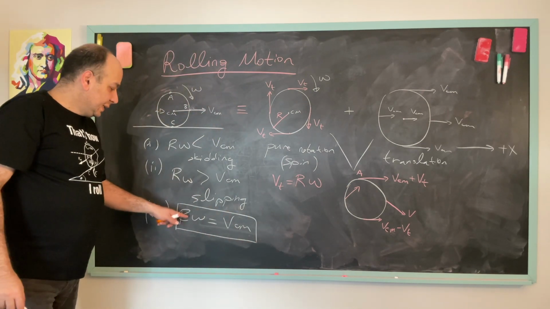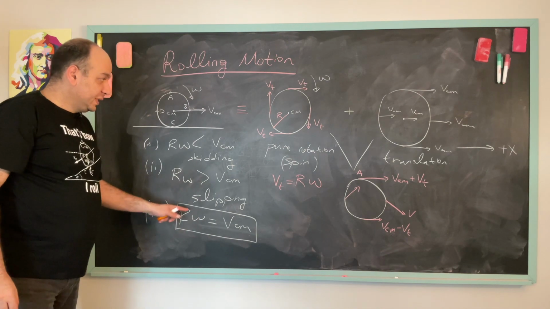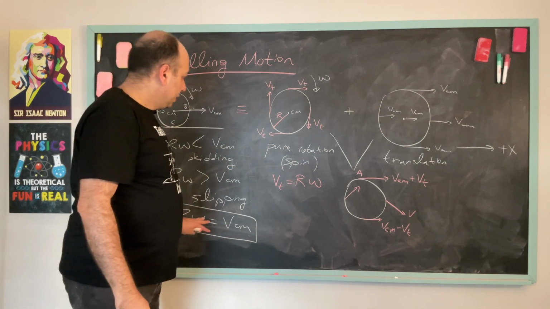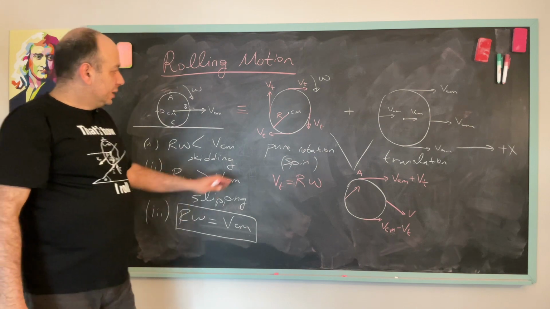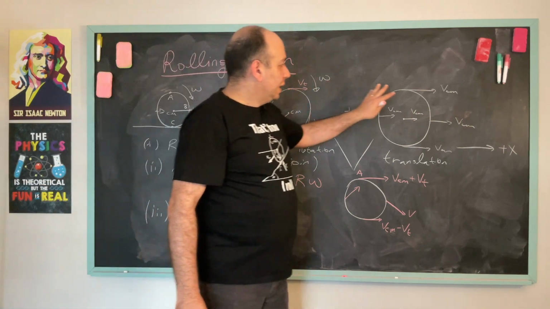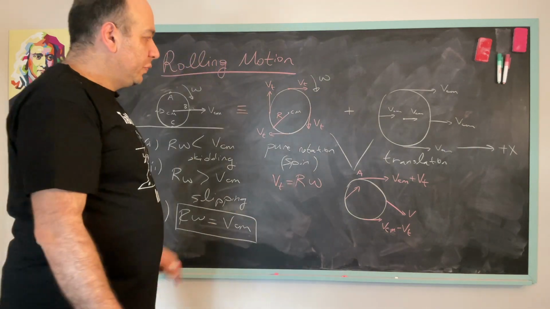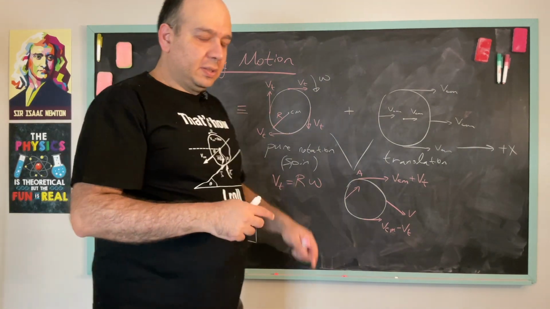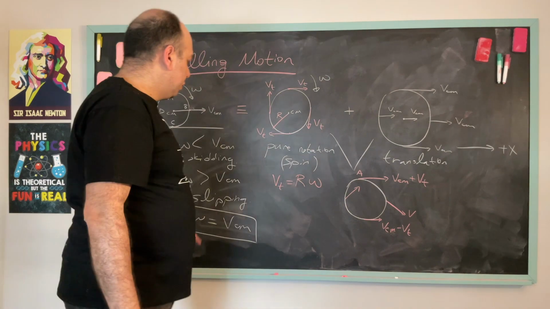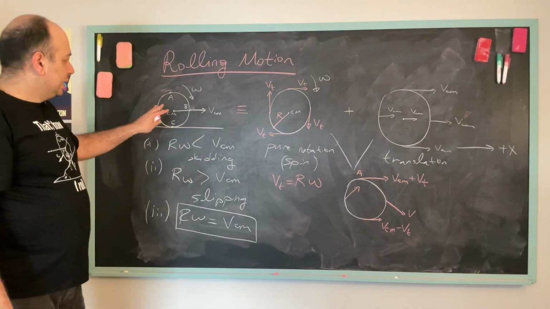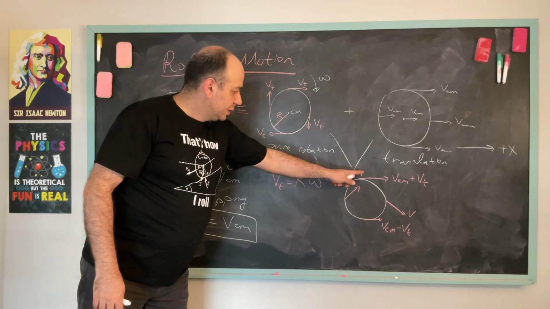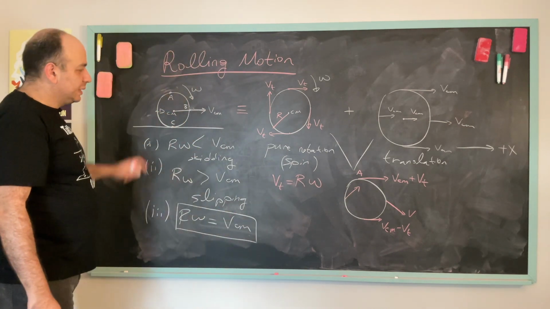If this is the condition, or if this is the case in our system, what happens is the rotation and the translation are somehow connected, right? So we will discuss this connection in a bit, but first of all, let's look at the velocity vectors at these points, A, B, C, and D.